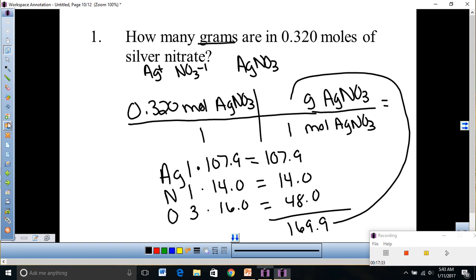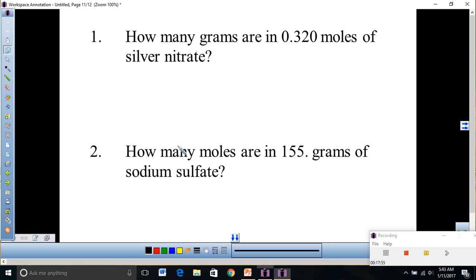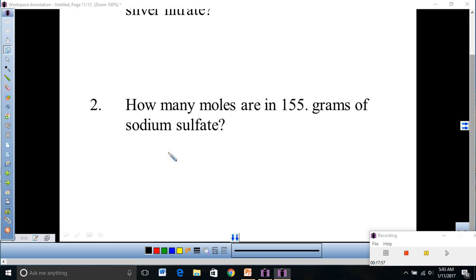So let me get the circles and stuff off of there. So we're going to put it here. And now, because they're both on top, we're going to multiply. And so we get 54.4 grams of silver nitrate. Okay. All right. Next one. Kind of flipping it on you. I think your note page says 145. So 145 grams of sodium sulfate.